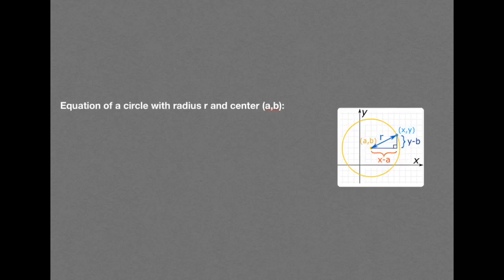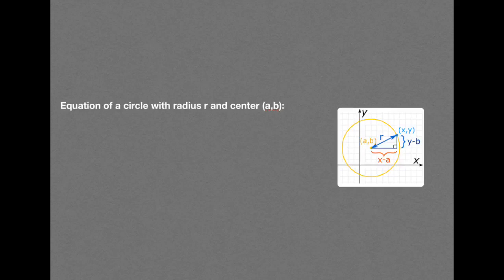Alright, now what if the center of the circle is not necessarily at the origin, but is at some other point, some general point like (a, b) in this case? So now we are going to work out the equation of a circle which is centered at some general point like (a, b), and has radius r. So let's see what the equation of this circle is.